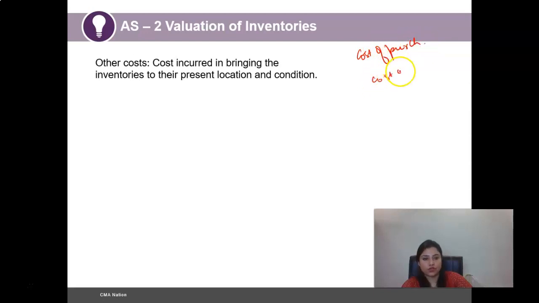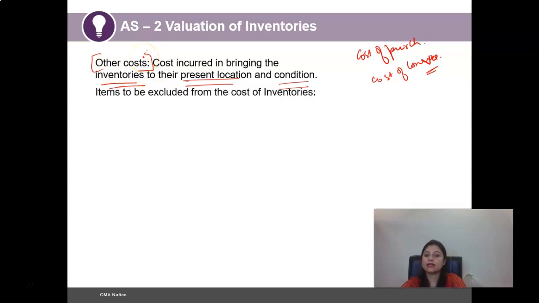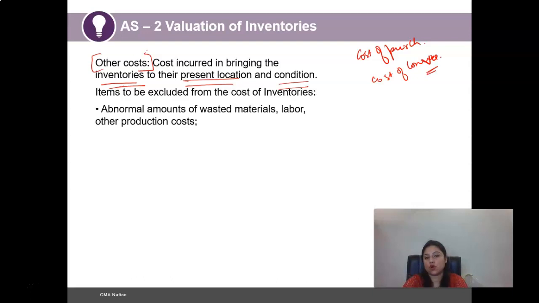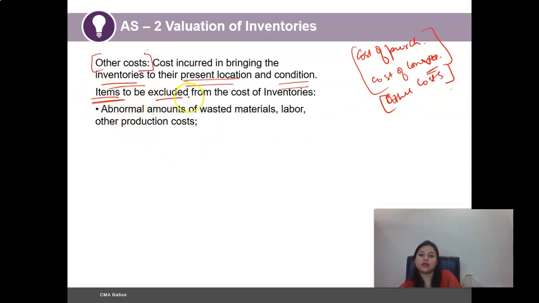and cost of conversion. Then coming to the other costs that are directly attributable to a particular inventory. The cost incurred in bringing inventories to their present location and condition would be categorized as other costs. And then there are items that are to be excluded from the cost of inventory. So till now we have done the components of the cost of a particular inventory, which also include other costs.